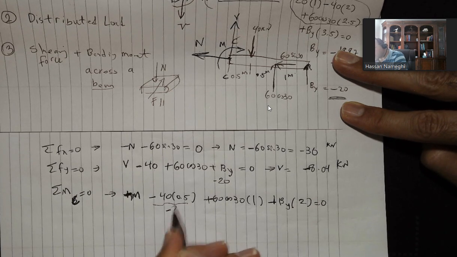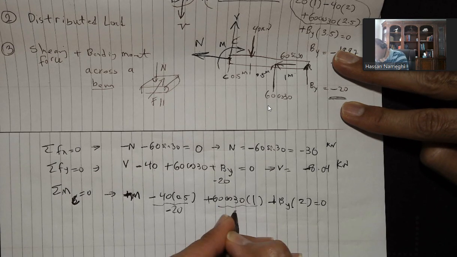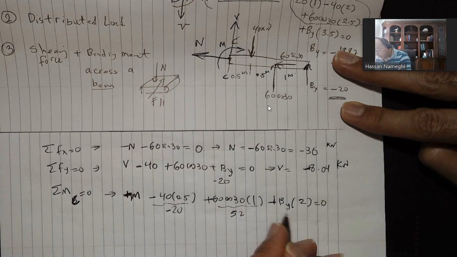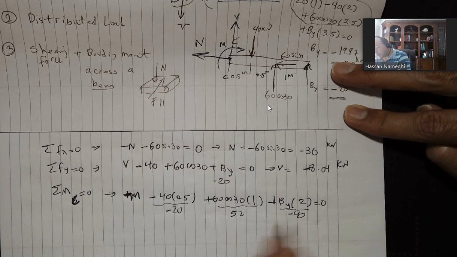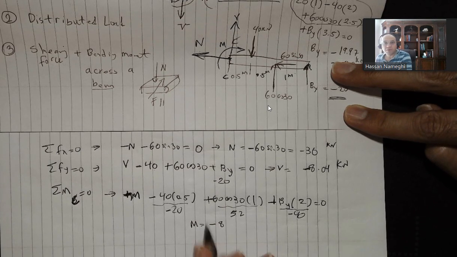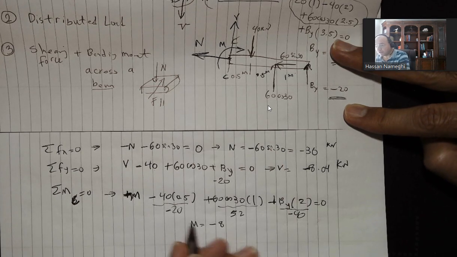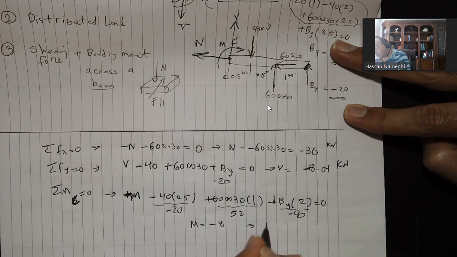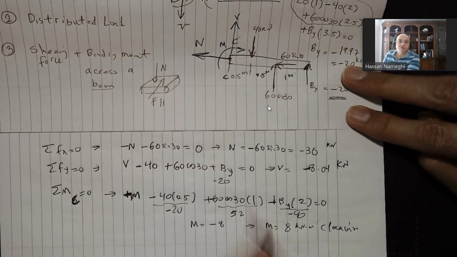From here, this is minus 20. This one 60 cosine 30, I got 51, almost 52. And then this one is minus 20, so you'll see minus 40. So the answer for this, M is equal to minus 8. Again, M is clockwise, so the magnitude of M is 8. You don't need to do any changes. M is equal to 8 kilonewton meter clockwise.